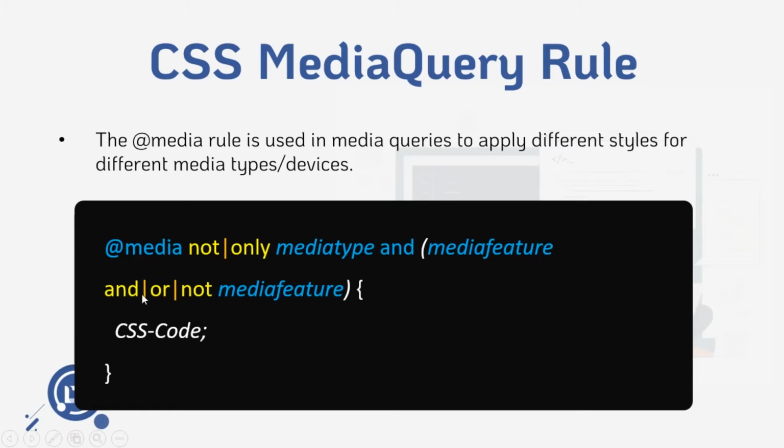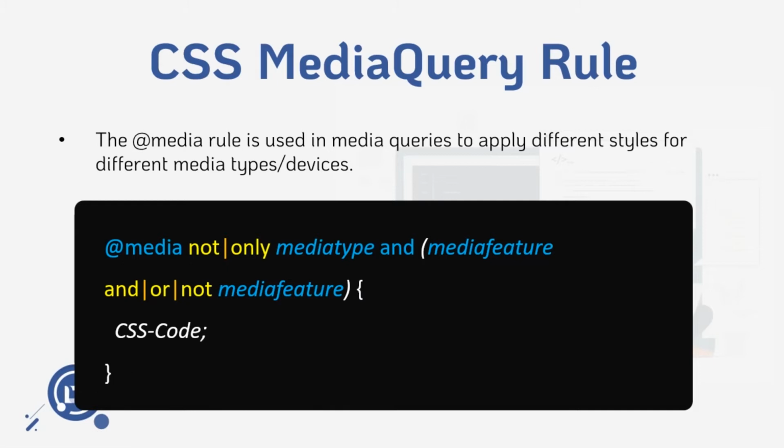You are targeting a particular media feature and another media feature. So this and keyword or not, they are optional. You can still target two or more media features, and then right here in the middle of your curly braces, you can have your CSS code.